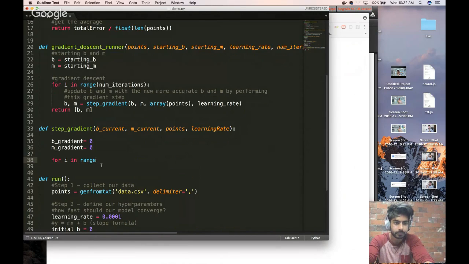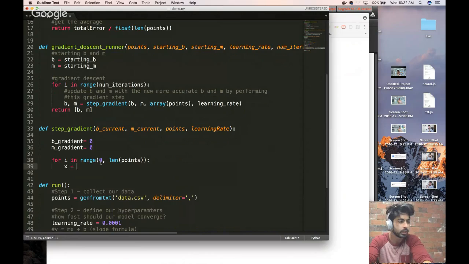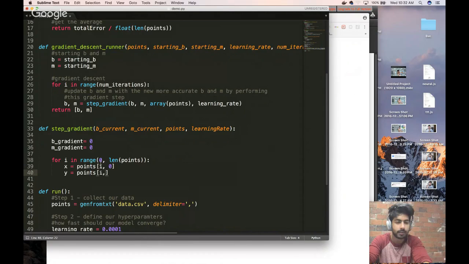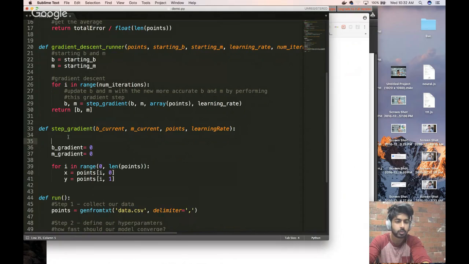So, for i in range 0 to the length of points, we're going to iterate through every single point on our scatter plot. Every single data point that we have, we're going to collect it. We'll start off with the first point, which gives us an X value and a Y value. Let me also write out a little comment for this: starting points for our gradients.